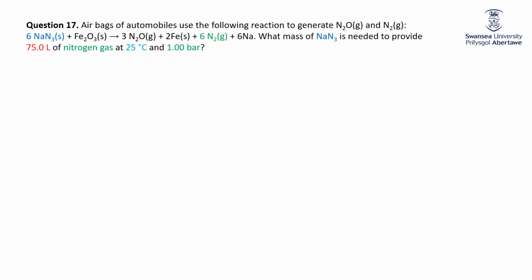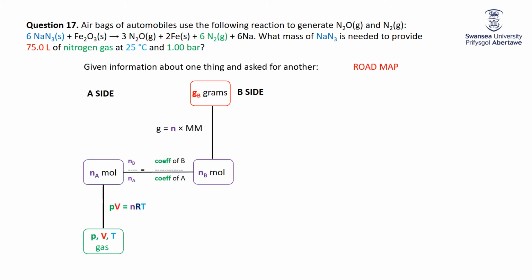Last couple, a bit more complicated. Airbags, following reaction. What mass of NaN3, so we're asked about grams of NaN3, needed to provide 75 litres of nitrogen gas. So we've got volume, temperature, pressure of a gas. Where we're given information about one thing and asked for another, I like to use my roadmap. So let's see what we got. We're starting off with pressure, volume and temperature of a gas, particularly a nitrogen gas. And we're asked about grams of NaN3.